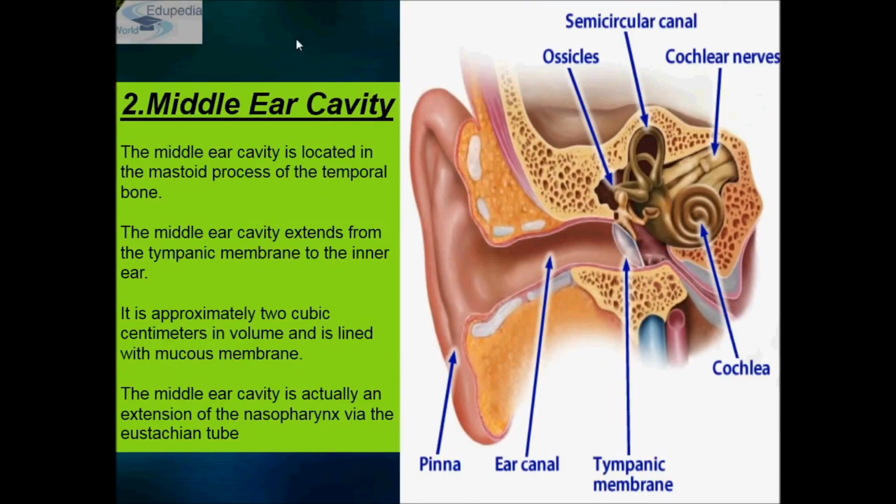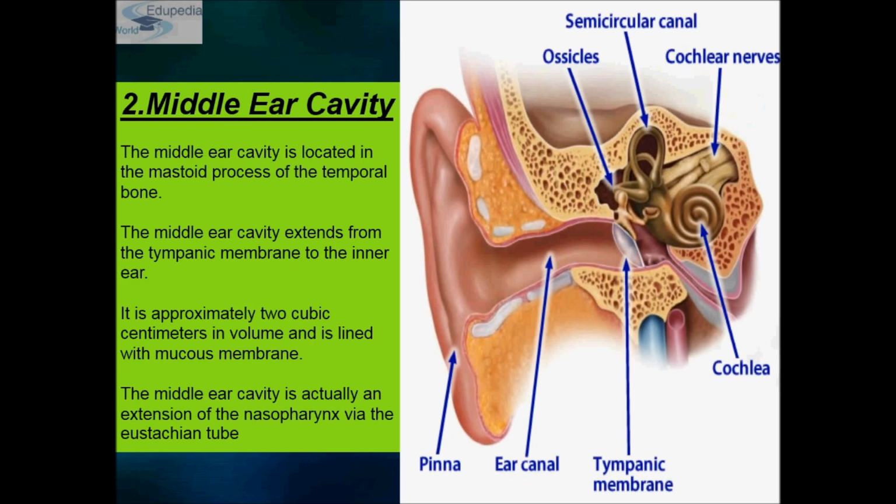Now, the second component of the middle ear is the middle ear cavity. What is the middle ear cavity? The middle ear cavity is located in the mastoid process of the temporal bone. It is somewhere here, you can say. The middle ear cavity extends from the tympanic membrane to the inner ear. See, this is somewhere here. Okay, and it is approximately 2 cubic centimeters in volume, and it is lined with mucous membrane.